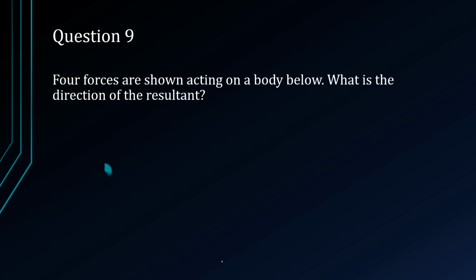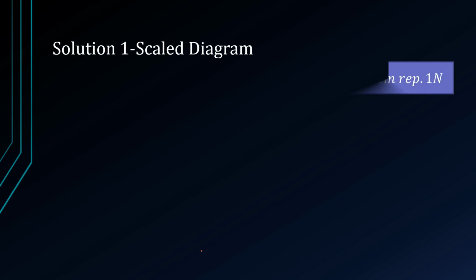In question number 9, we are going to have 4 forces acting on a body, and we have to figure out the resultant. Now there are 2 ways that we can solve this question, and I'm going to do both ways. So in the first solution, I'm going to use scale diagrams. First off, you must state a scale that you're going to use. I'm going to use 1 centimeter representing 1 Newton. Now remember, when you're doing a scale diagram, you simply draw each force representation as an arrow, and you simply draw each arrow one after the next.